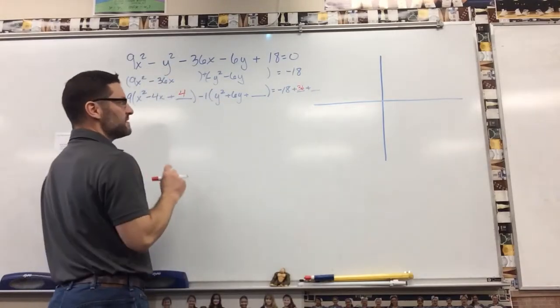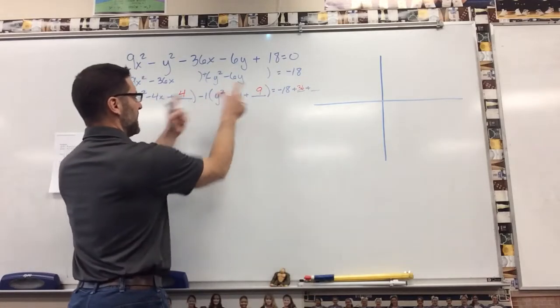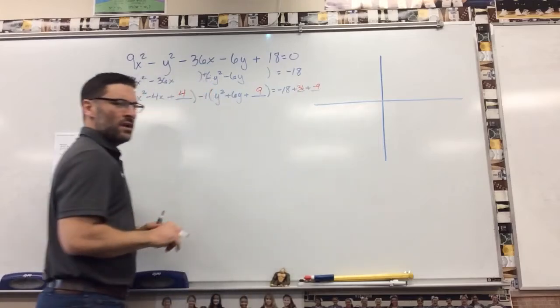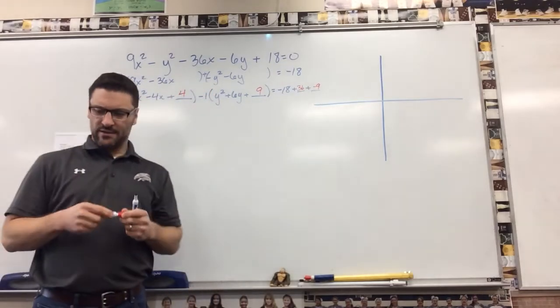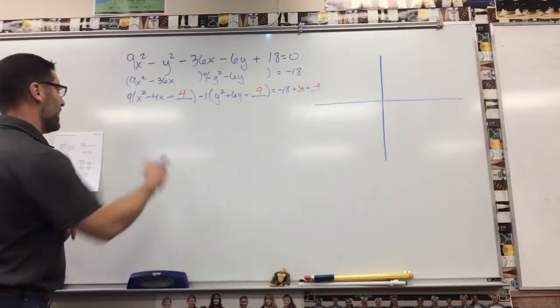All right, half of 6 is 3. 3 squared is 9. Plus 9, I'll put a 9 right there. And what I really just tacked on there was a negative 9. So I'm going to put a negative 9 right there. And those values you see in red, that's what we call completing the square. So I completed the square.